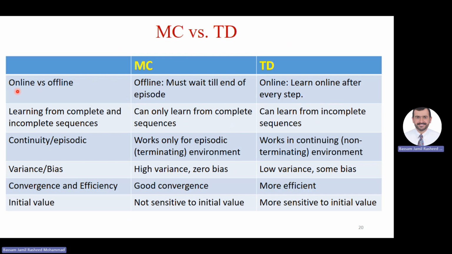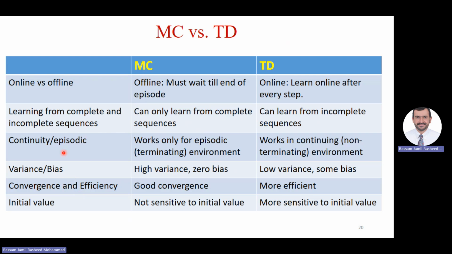Well, first, it is the very obvious one, offline versus online. In a Monte Carlo method, you have to complete a full episode before you go back and update the state values of the states you visited. With TD, you can take one step and go update the state value. Of course, regarding learning from complete and incomplete sequences, in Monte Carlo you can only learn from complete episodes, but TD can learn from steps within a sequence. You don't have to have full continuity and episodes. So Monte Carlo works only for episodic terminating environments, by definition, that's how they work. But TD works in continuing non-terminating environments because we can sample and update the state values.